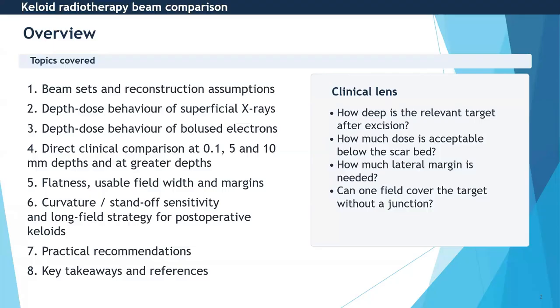Now, the present study therefore compares those MeV electron beam and superficial X-ray beam characteristics most relevant to clinical decision making in post-excisional keloid radiotherapy, namely the beam energy, depth dose, field flatness, uniformity, penumbra, sensitivity to curvature, standoff, surface coverage, and management of long treatment fields. So I'm going to briefly discuss each of these, then come to some conclusions about them at the end.